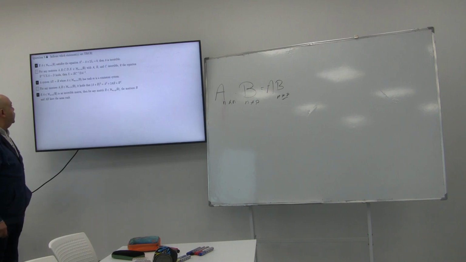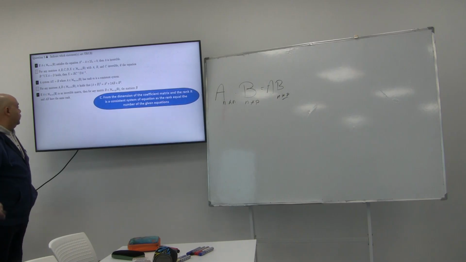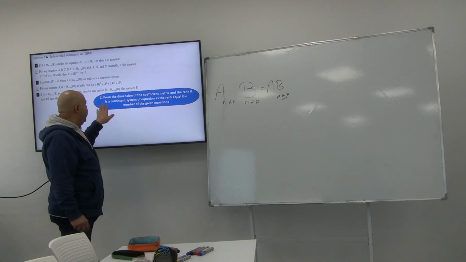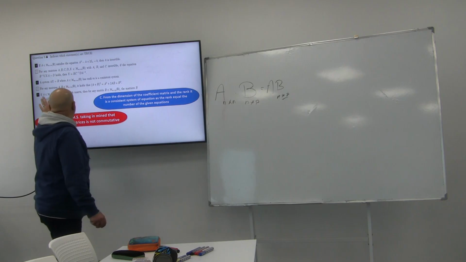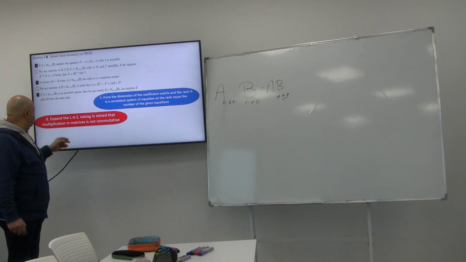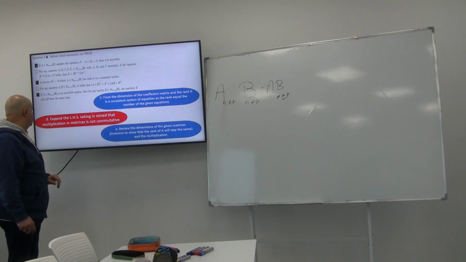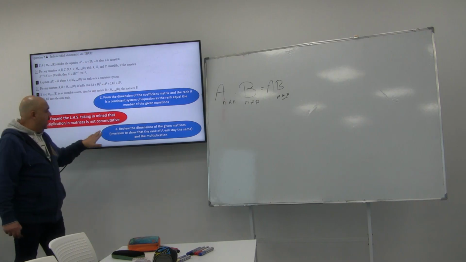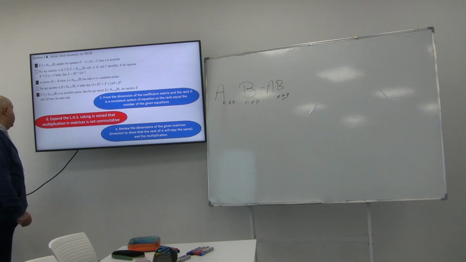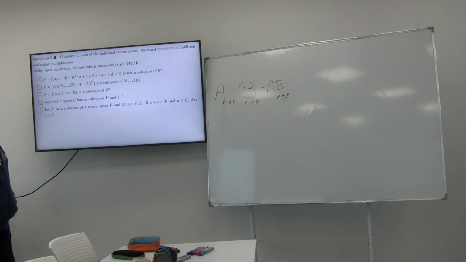Okay, for the fifth question, let's see, I'm sorry, we are on the same question. Of course, I went through C once more, from the dimension of the coefficient matrix and the rank. It is a consistent system. Number D, for any matrices, expand the left-hand side, keeping in mind that multiplication of matrices is not commutative. So number D is not correct. Number E, you will review the dimensions of the given matrices, and it's really very simple, as we spoke earlier and did on the whiteboard.